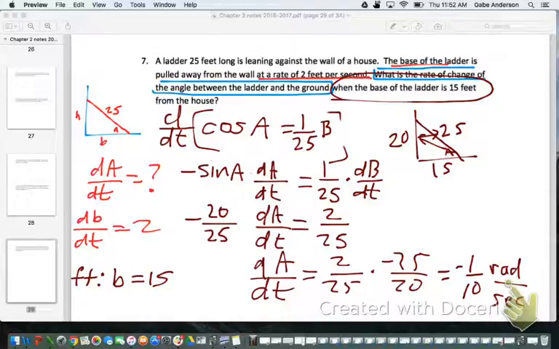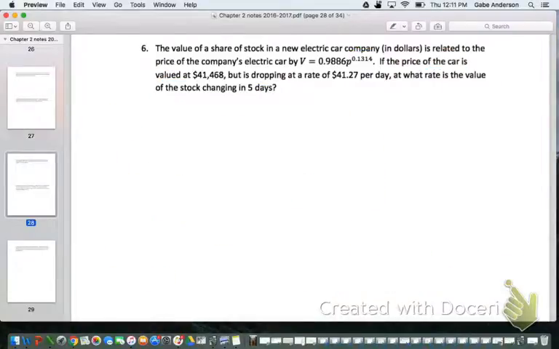Okay, fantastic. Let's go ahead and go back to number 6, the one about the stock price. Like before, let's just read it over, try to gain an understanding of this general principle of what's going on. It says the value of a share of stock in a new electric car company, this value to be measured in dollars, is related to the price of the company's electric car, by that equation right there. If the price of the car is valued at $41,468 right now, but it's dropping at a rate of $41.27 per day, at what rate is the value of the stock changing in 5 days?